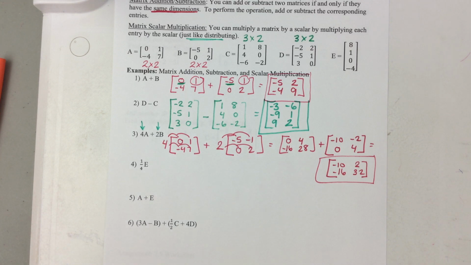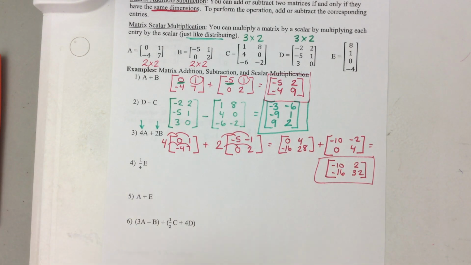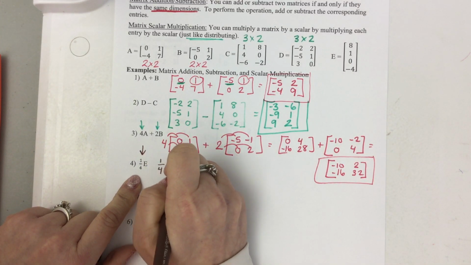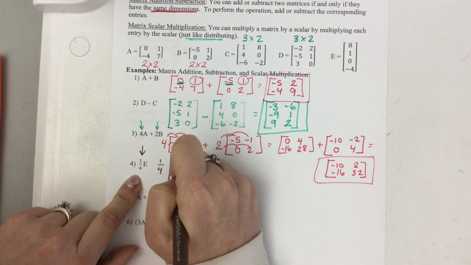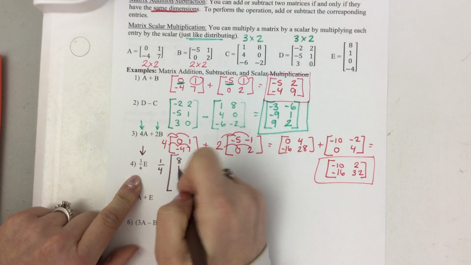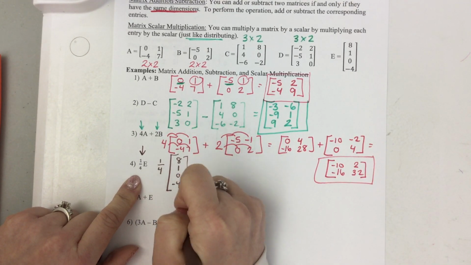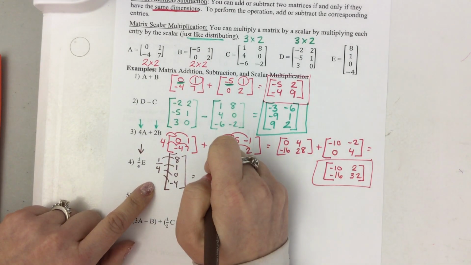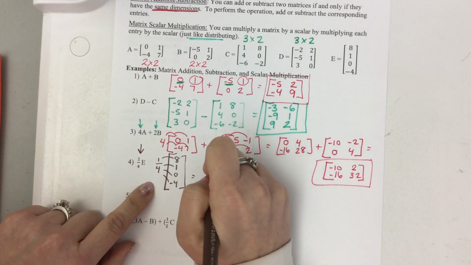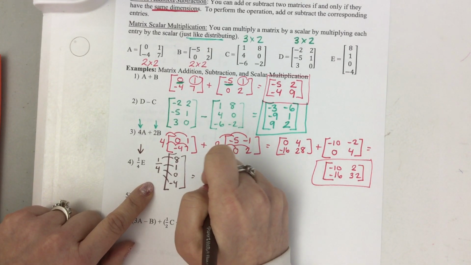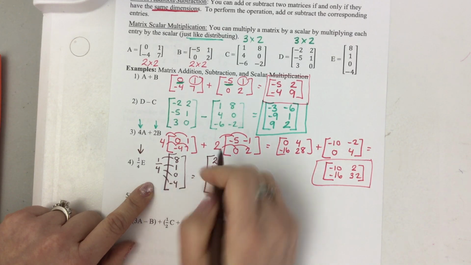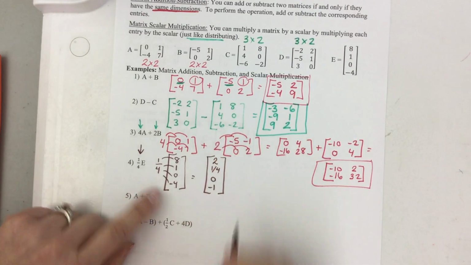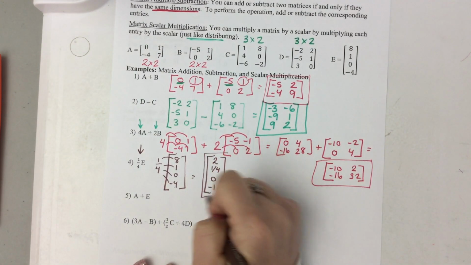Okay, the next one. This is a scalar. This means that they want you to multiply matrix E by 1/4. So I am taking 1/4 and I bring it into every term of E. E is 8, 1, 0, -4. So I just have to multiply every entry by 1/4. 8 times 1/4 is 2. 1 times 1/4 is 1/4. 0 times 1/4 is 0. -4 times 1/4 is -1. Done. That's your final answer.